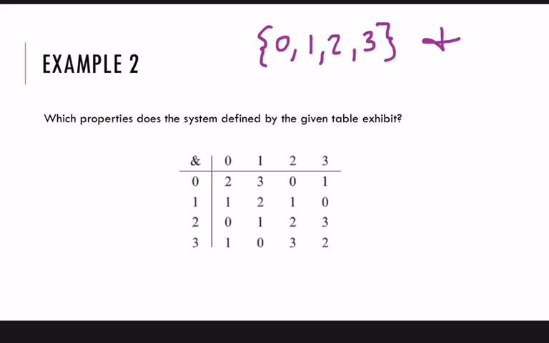So closure. Look through the answers in your table and see if you always get a 0, 1, 2, or 3, or if you get anything else. In this one, they're all in the set, so that is a closed system. Okay, associative.